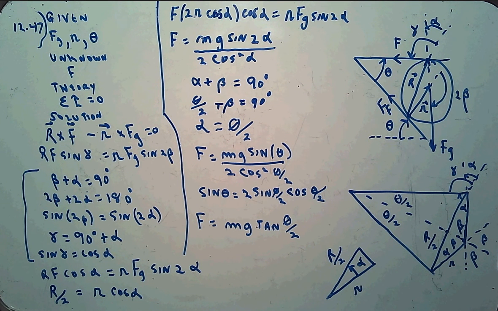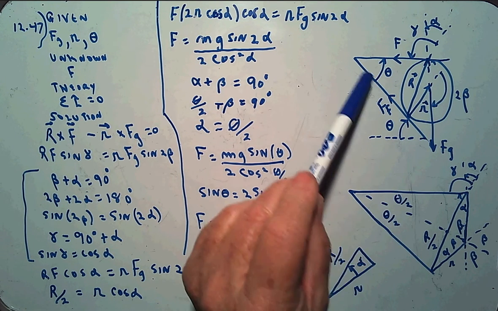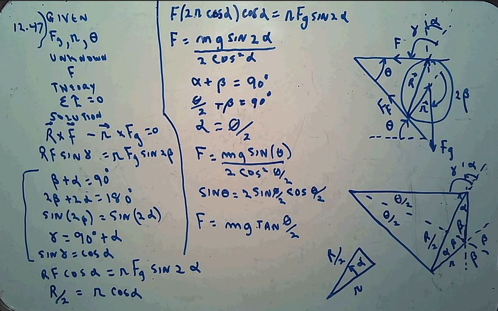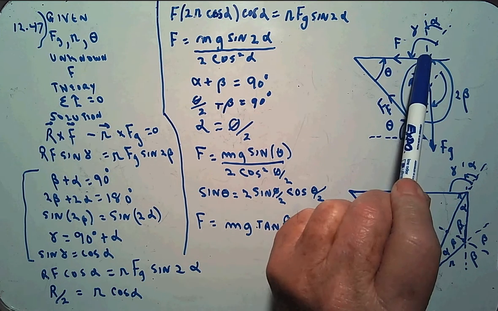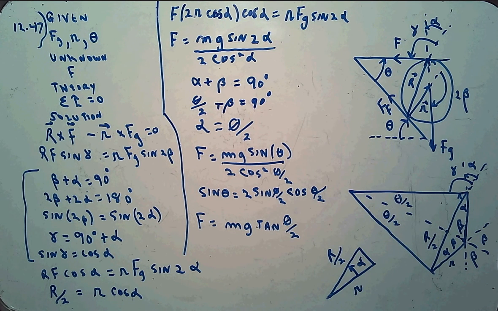In problem 12.47, we have a ball resting on an incline. The only thing keeping that ball from rolling down is the friction force at this point right here and a horizontal force F. What we're asked to find is that horizontal force.